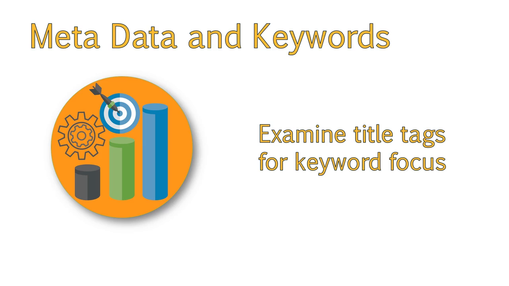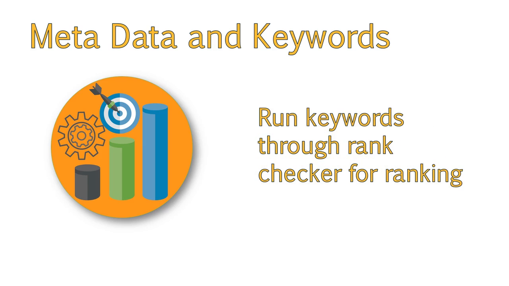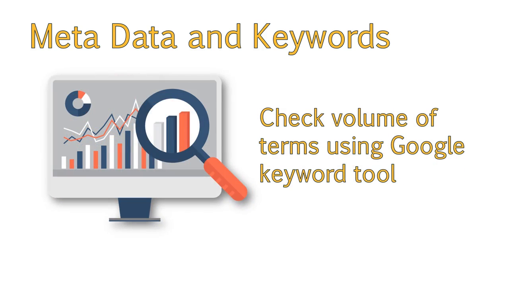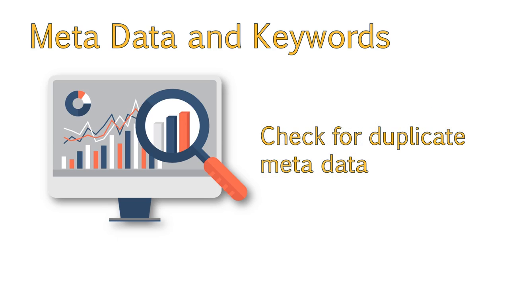If so, take a selection of the keywords for those top pages and run those through a rank checking tool to see where the site is ranking. You may also want to check the volume of the terms using the Google keyword tool to see how competitive they may be or if there is a need to target them based on the volume that keyword may be getting. Next, check to see if you see a lot of duplicate metadata.